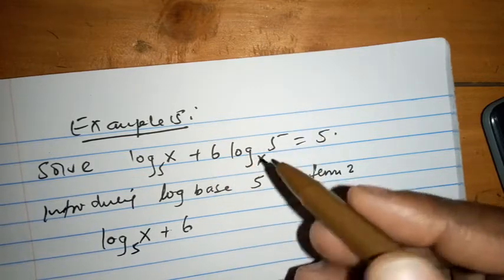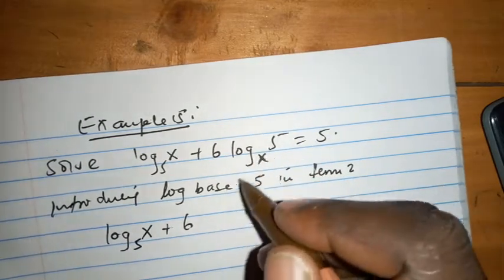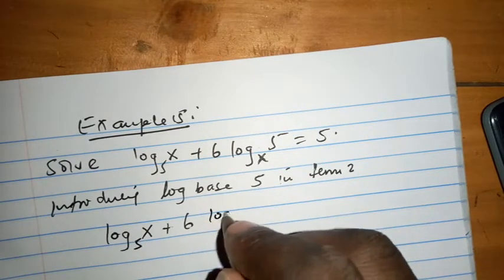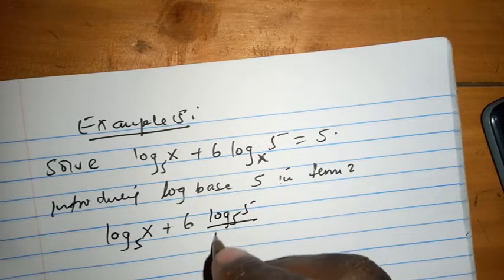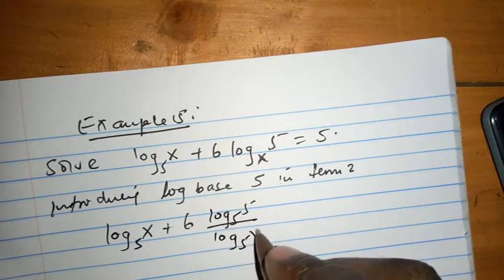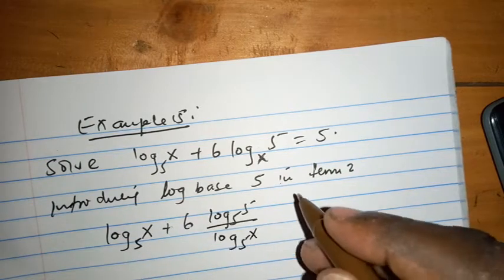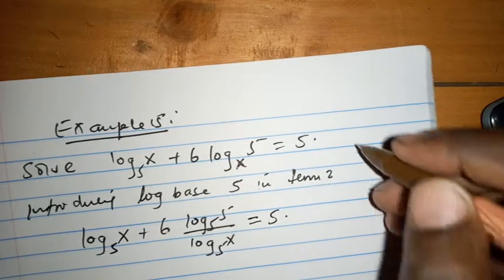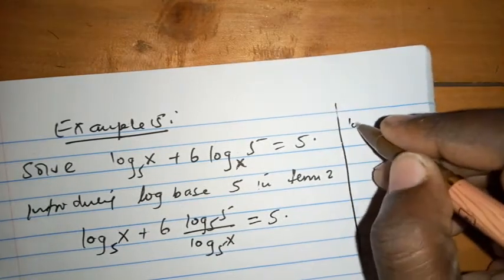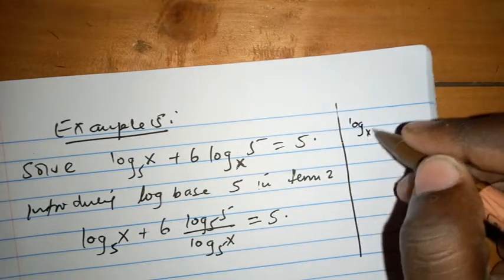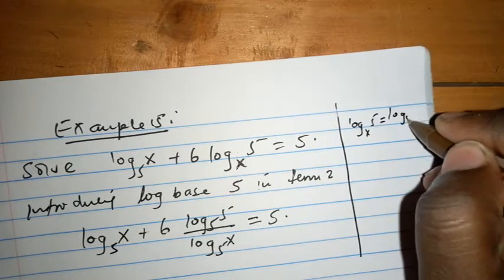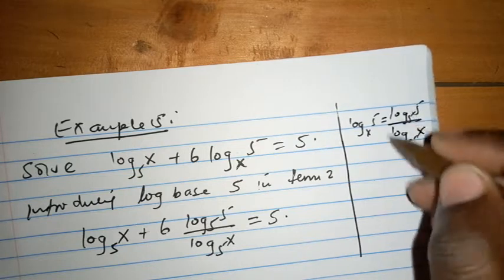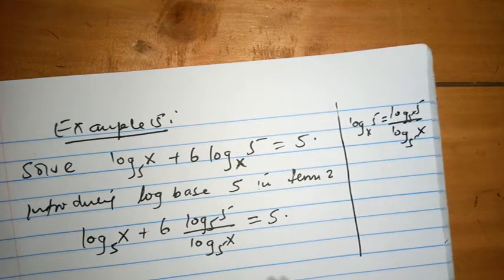and of course when you introduce log to base 5, this one becomes log to base 5 of 5 all over log to base 5 of x, which resembles this one, is equal to 5, because I would want us to remember log to base x of 5 can be equal to log to base 5 of 5 all over log to base 5 of x. This is now what you have brought here.